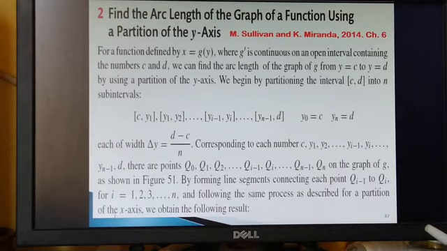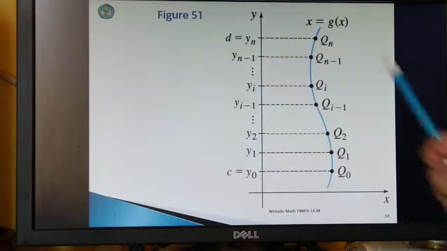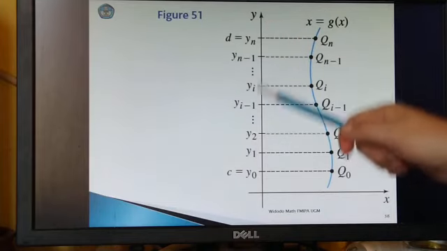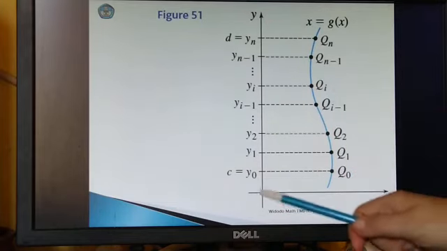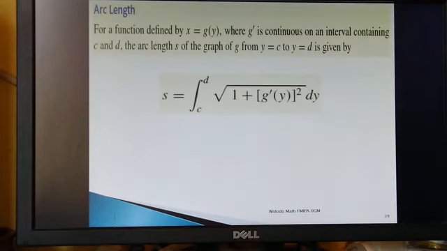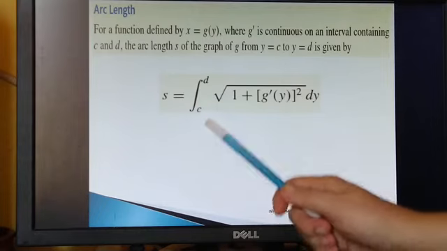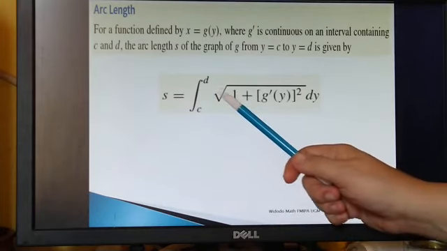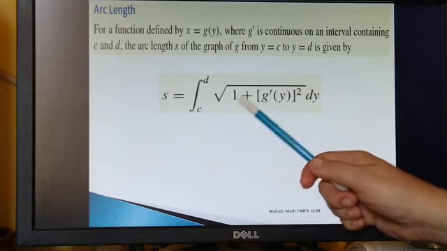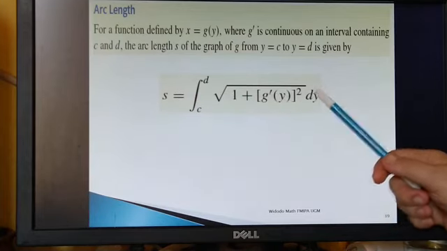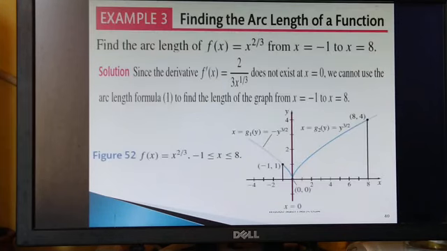What about the length with respect to the y-axis? I don't want to prove it, but it is very easy to prove in the same way, by the partition with respect to the y-axis from c until d. Finally we have that s is equal to the integral from c to d of the square root of 1 plus g'(y)² dy. For example, this is the example.